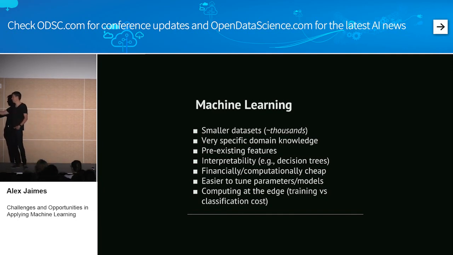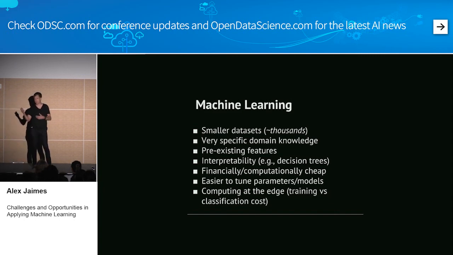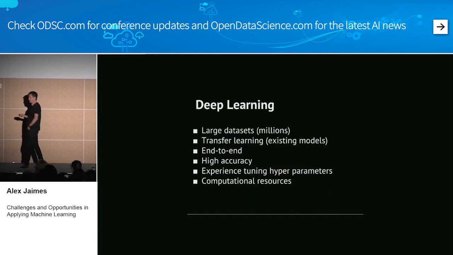And then, if you're computing at the edge, meaning on devices and not on the cloud, then you need to look at the cost of training versus classification, right? In deep learning, if you have large data sets, typically in the millions, not necessarily. If you could use transfer learning, that's when you take a model that's been built for something with a large training set, and then you can just take that model and use it for your own training set.